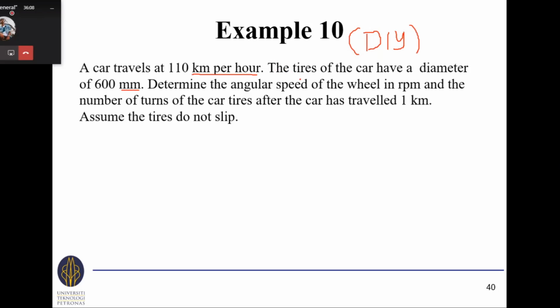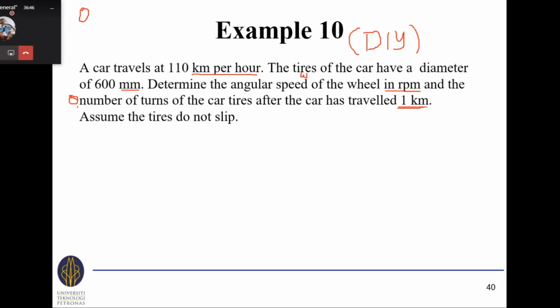Determine the angular speed. In other words, you want to find omega, and in RPM. This one has already been given specifically as RPM. And the number of turns the car tires have made after traveling 1 kilometer. So this is what you also need to find. The number of turns is basically theta. So try to find the answer. I'm giving you 3 minutes. Read the question again, and then find out what the answer is. Whether you can get this answer or not. Now let me give you the answer.